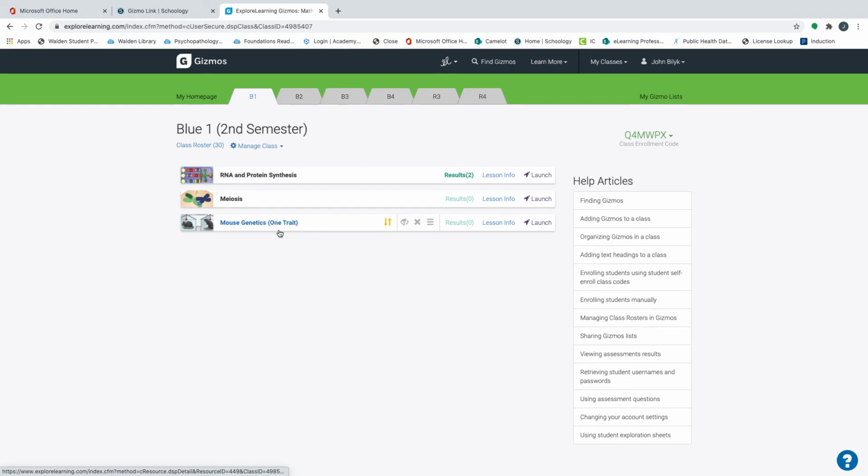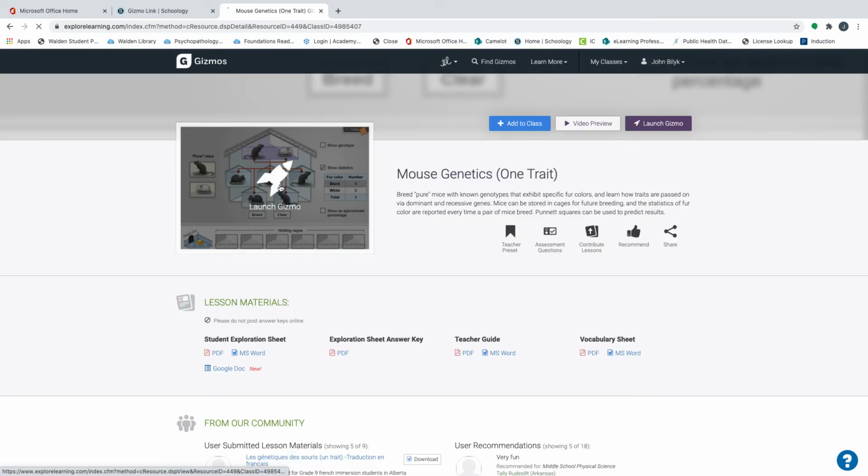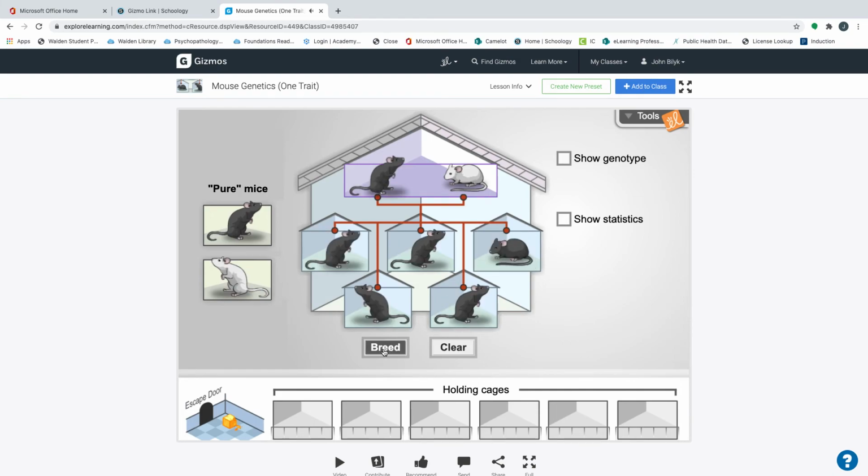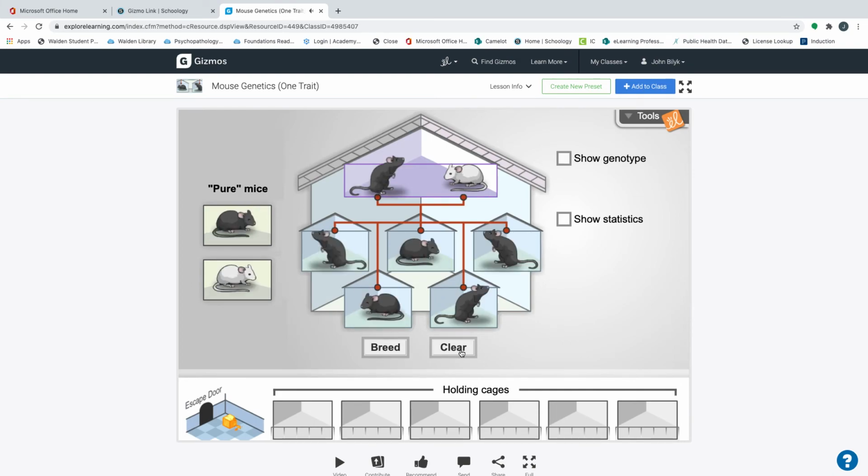Okay. So I want to explain the gizmo first a little bit. So we're going to click on the mouse genetics with one trait. You need to click launch the gizmo. It will look something like this. Okay. So there's a couple things that you need to know. You can drag and drop these mice. You can drag and drop 2 of them. All right. There's the clear button. You can drag and drop both of these. There's a breed button that you can click multiple times. If you need to reset anything, you can then clear it.